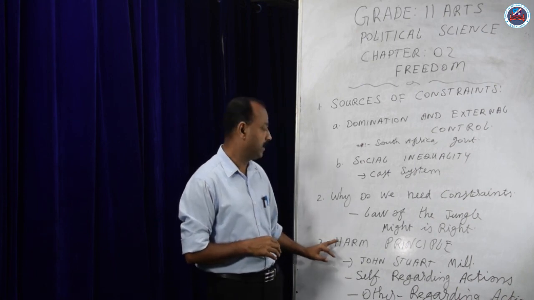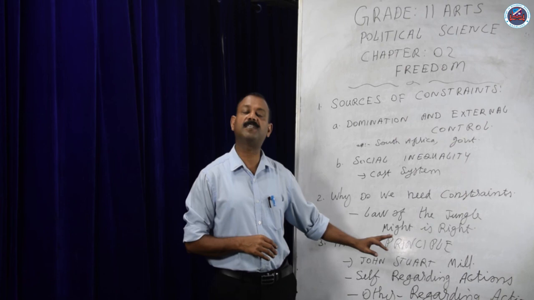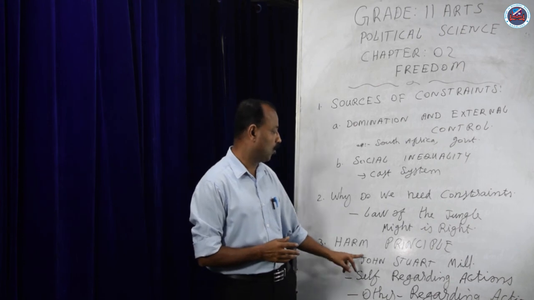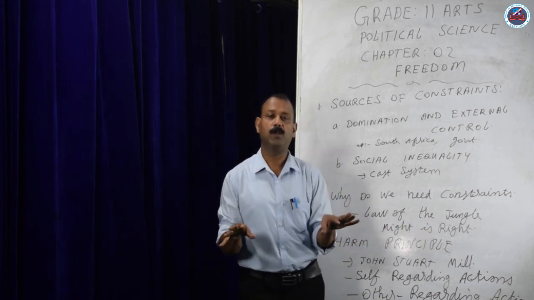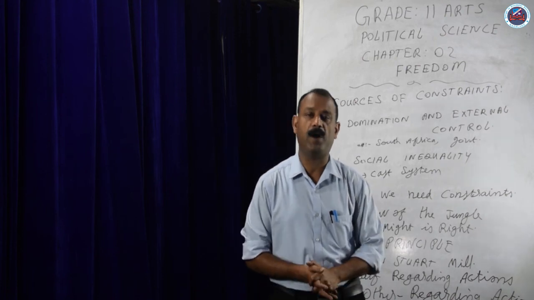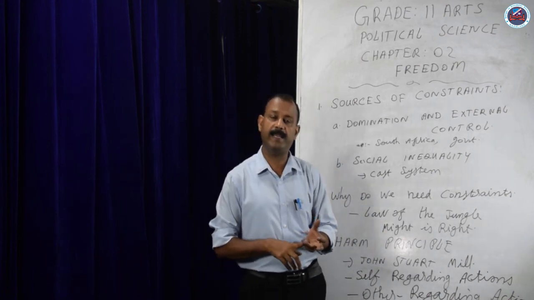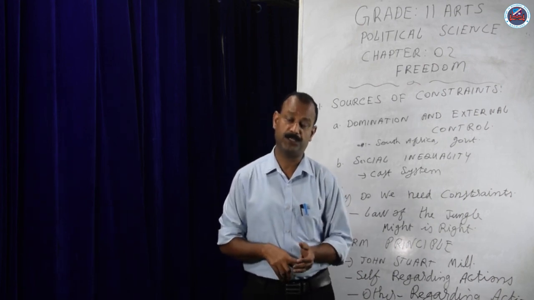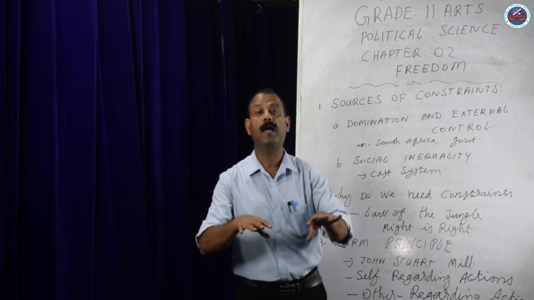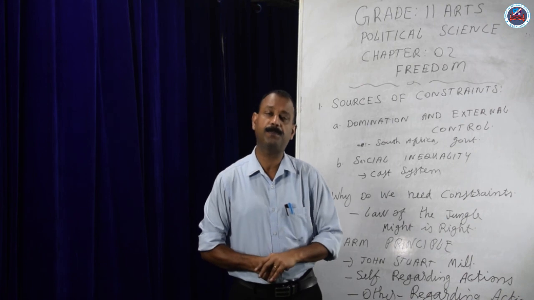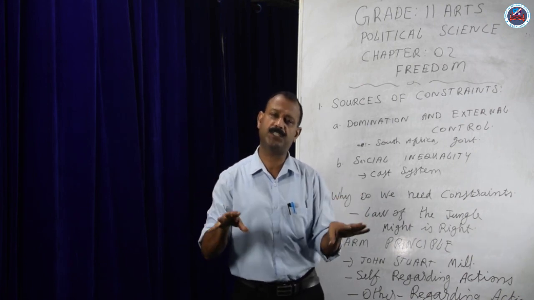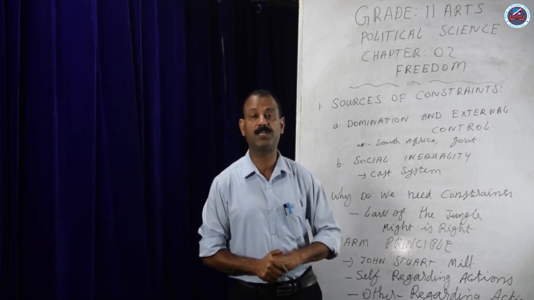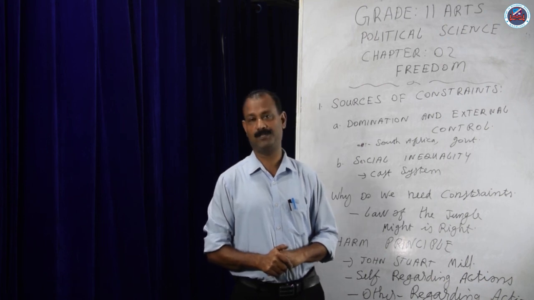And the third topic we learn, the Harm principle. It's a principle dealing with the freedom. It is given by a very famous philosopher by the name John Stuart Mill. According to him, all the actions of an individual can be divided into two. One, self-regarding action, the actions that will affect only the doer. And the second, other regarding actions, the actions that affect not only the doer, even others. And according to Harm principle, there should not be any restrictions on self-regarding actions, but there should be some reasonable restrictions on other regarding actions.